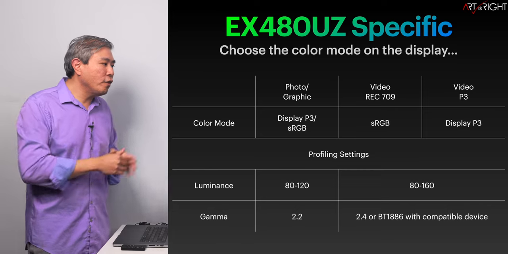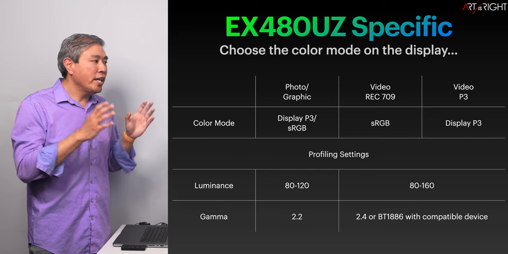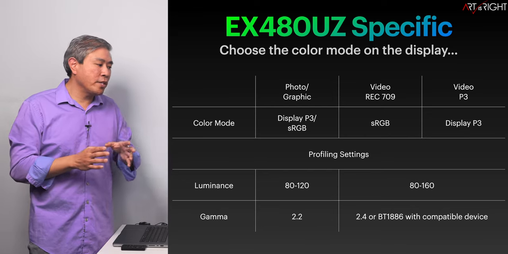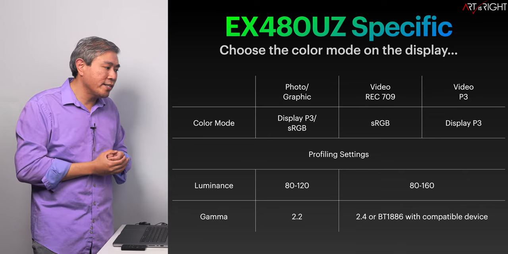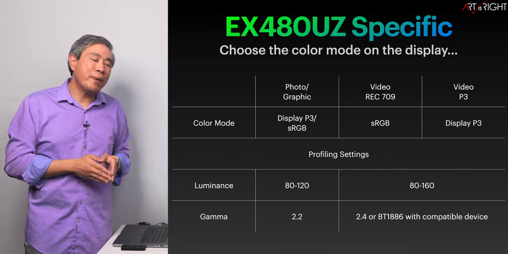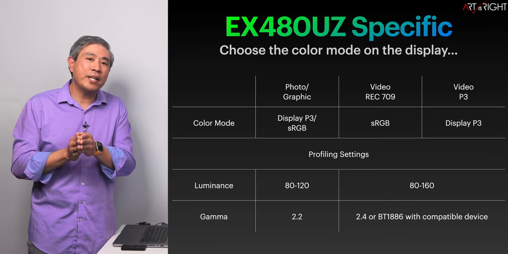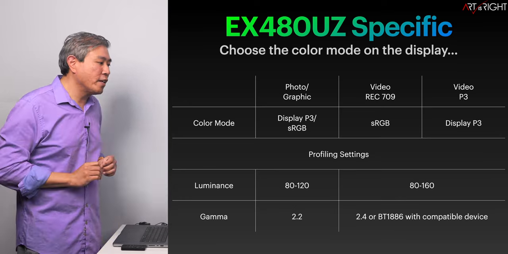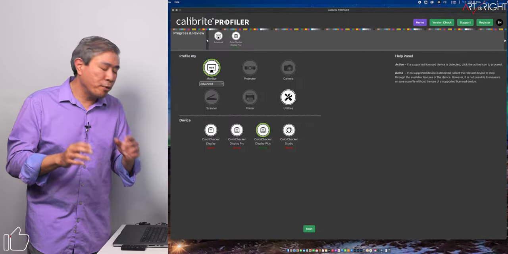As far as gamma goes, for photo and graphic work, I would stick with gamma 2.2. If you're doing video work, you have the option to choose gamma of 2.4, which is really close to BT.1886, or if you have a compatible or capable device, you can certainly profile your display with the BT.1886 gamma curve as well. So with that in mind, let's jump right into Calibrite Profiler.